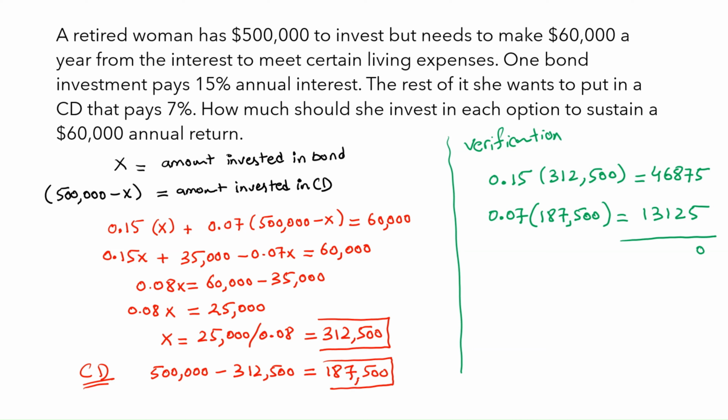60,000. Okay, so here you can see the verification step as well, where the total amount is $60,000.